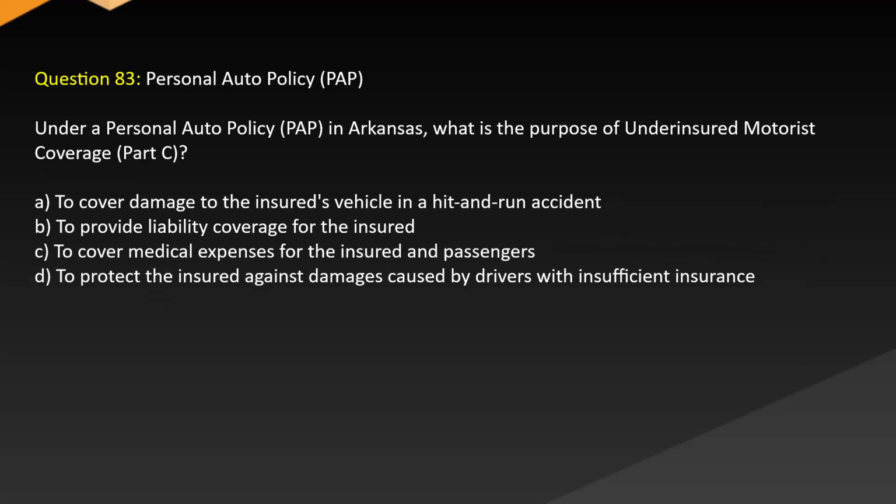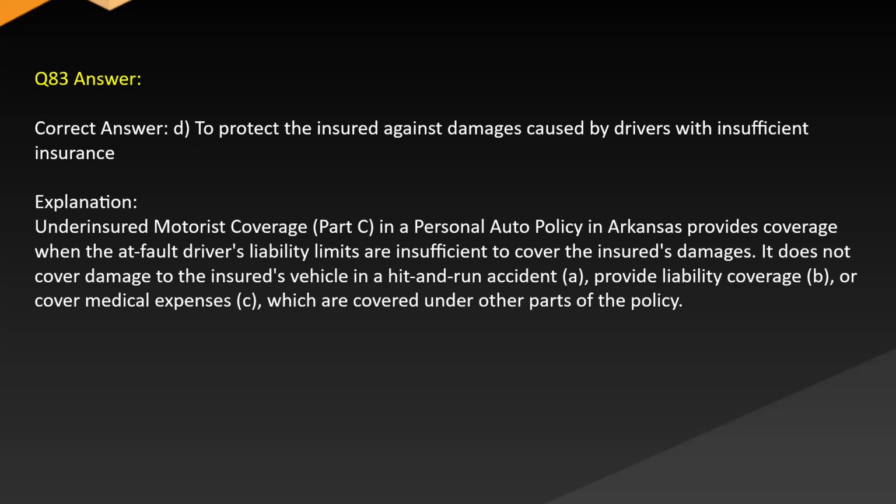Question 83. Personal Auto Policy, PAP. Under Personal Auto Policy (PAP) in Arkansas, what is the purpose of underinsured motorist coverage, Part C? A. To cover damage to the insured's vehicle in a hit-and-run accident. B. To provide liability coverage for the insured. C. To cover medical expenses for the insured and passengers. D. To protect the insured against damages caused by drivers with insufficient insurance. Correct answer: D.